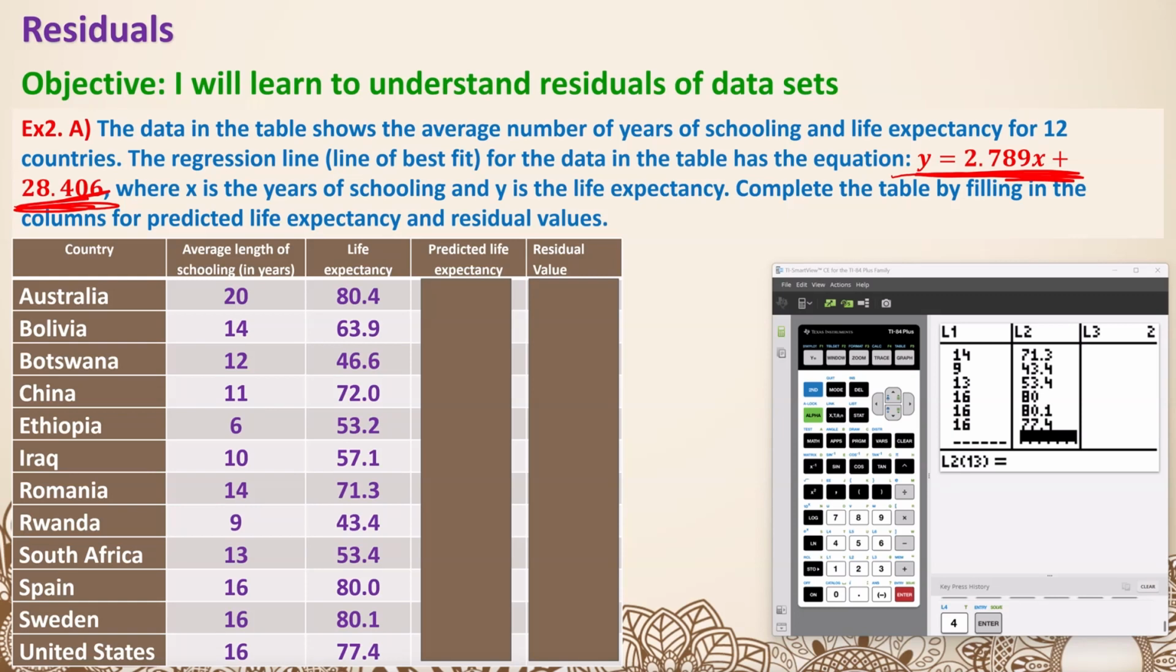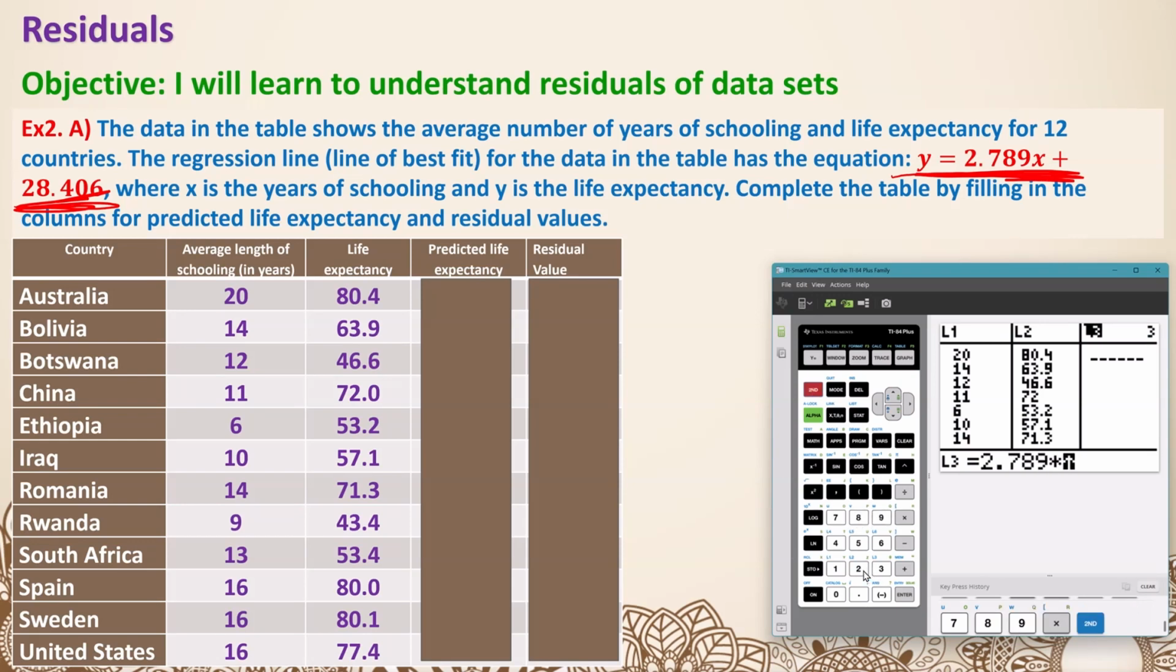This equation is a rounded line of best fit. If you actually try to find the line of best fit and then write down these numbers, your numbers might be a little bit off. So instead of going through that process for this specific example, let's just use the equation that's already given in there. So now we need to go to L3 and type that equation in. It's going to be 2.789 times L1, plus 28.406. There you go. So these are the numbers that we got for the predicted values.